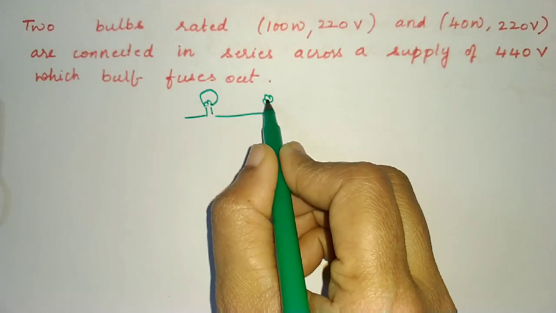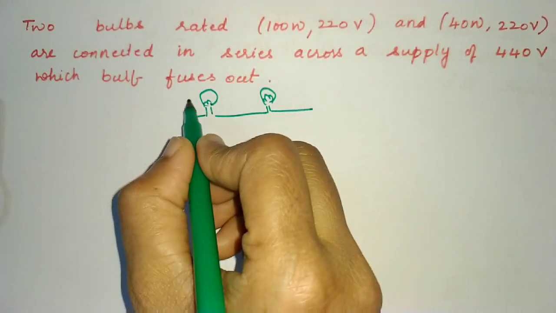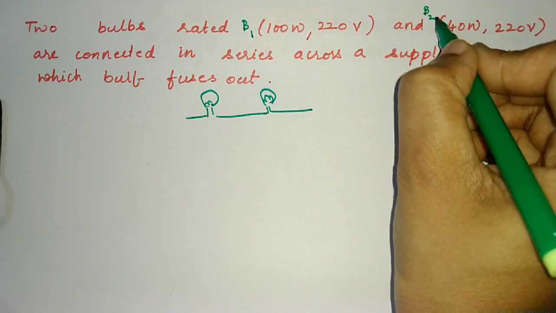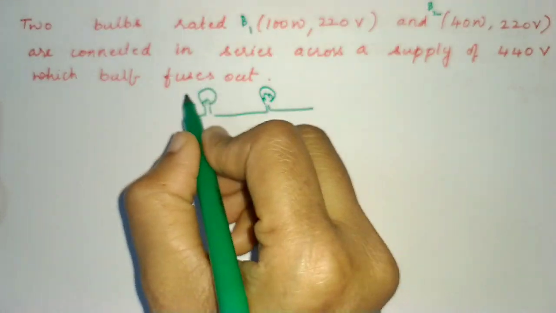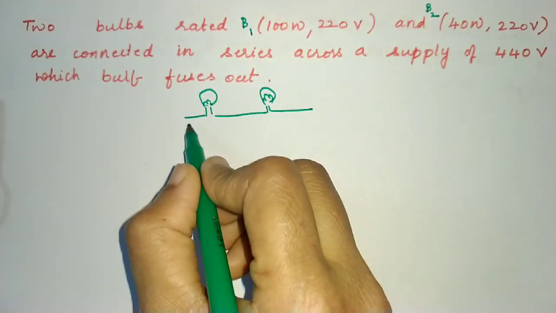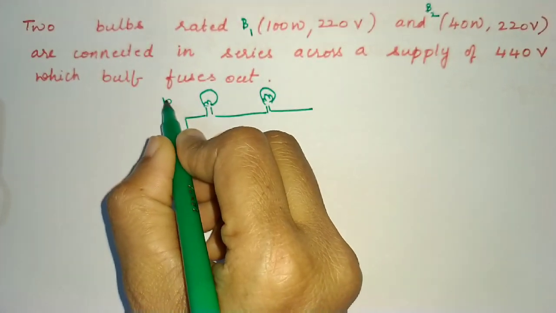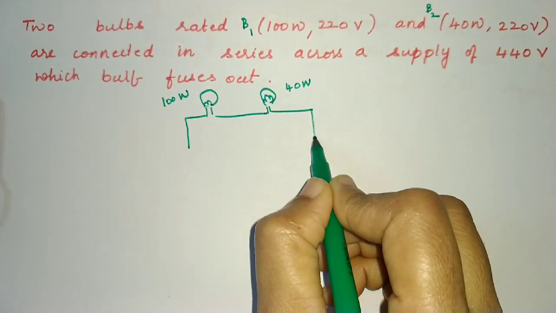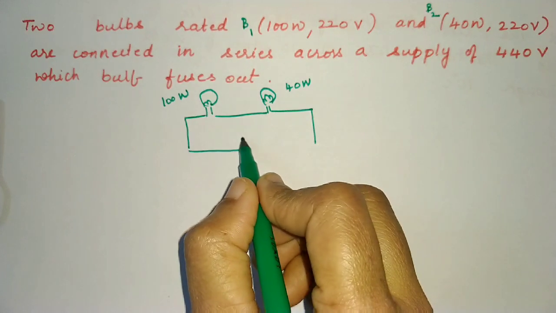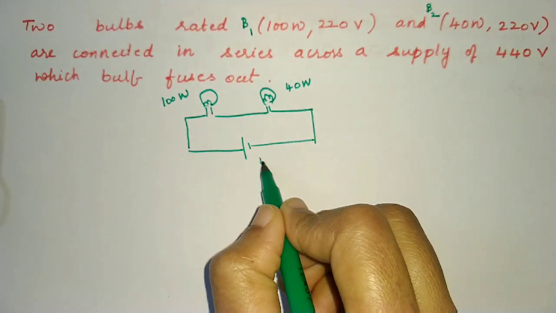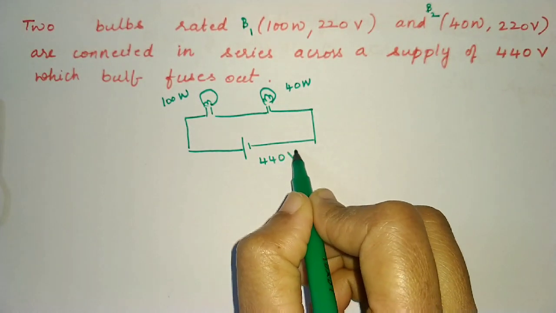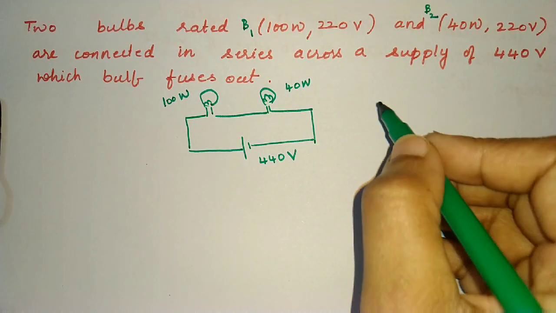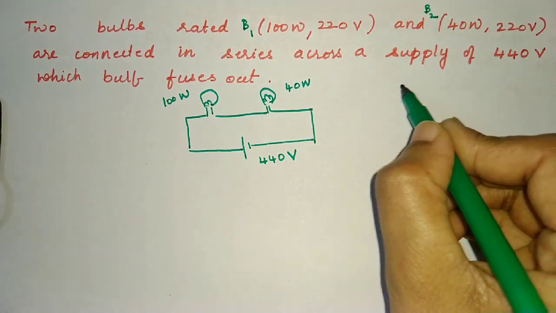Okay, let us assume this is your first bulb and this is the second one. I'll call this B1 and this is B2. So the power of this bulb is 100 watt. This is a 100 watt bulb and this is a 40 watt bulb. Both of them we are connecting to a 440 volt supply. So first I need to know what is the ratio of their resistances. How to get the ratio of their resistances?